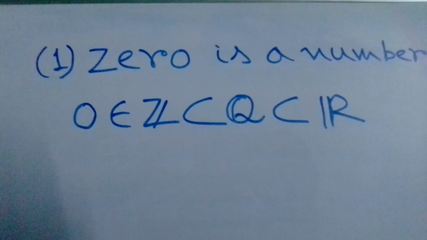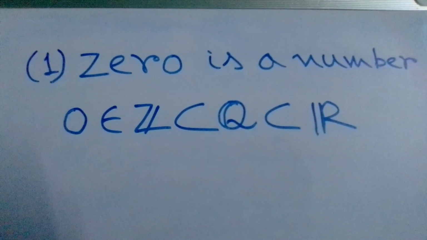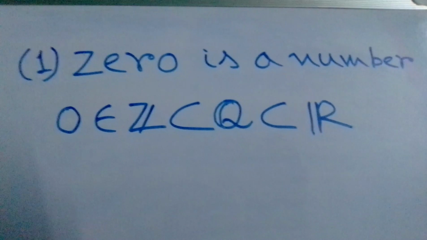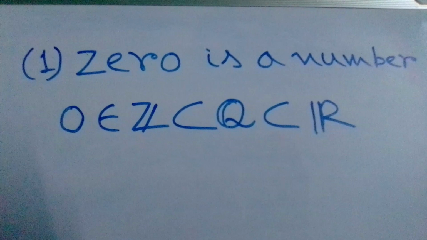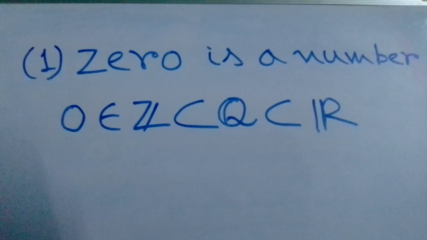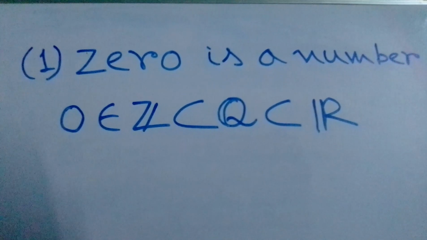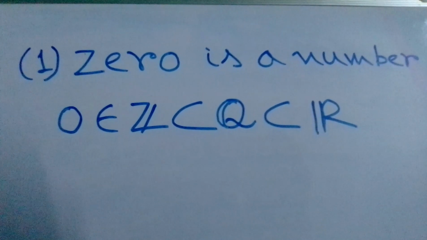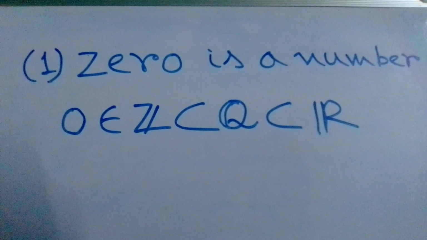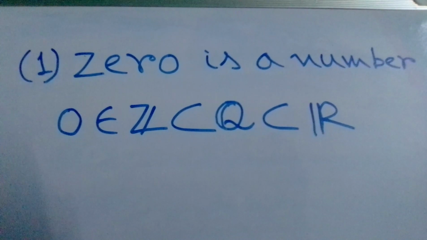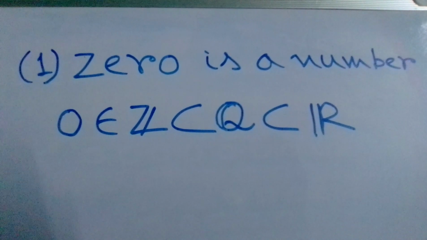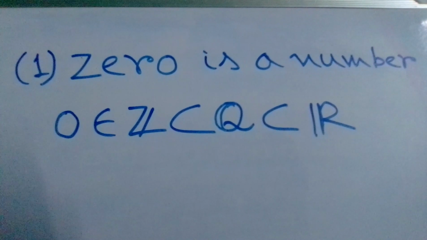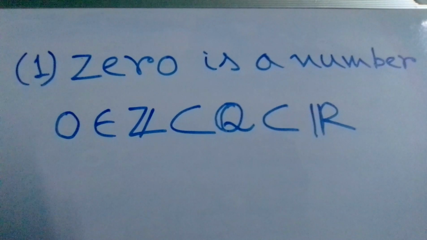Let's watch. As usual, case one: if 0 is treated as a number, then 0 belongs to the integers, and the integers are a subset of the rational numbers by the definition of set theory, and the set of all rational numbers is a subset of the real numbers. So indirectly 0 belongs to the whole set of real numbers, and that's why it belongs to the set of rational numbers and the set of integers also, and this is a property of recognition.